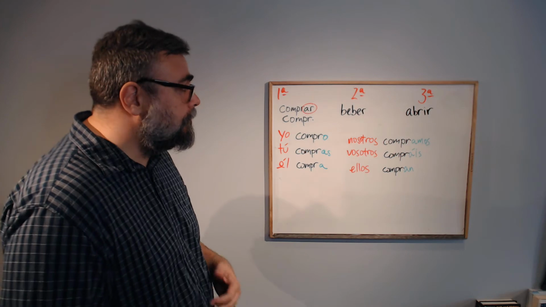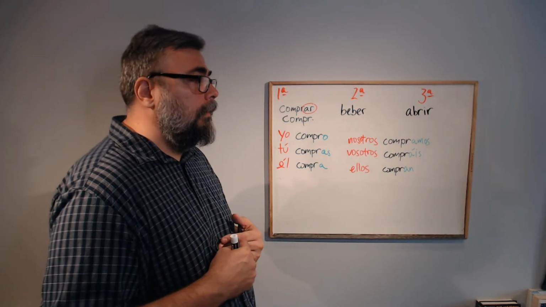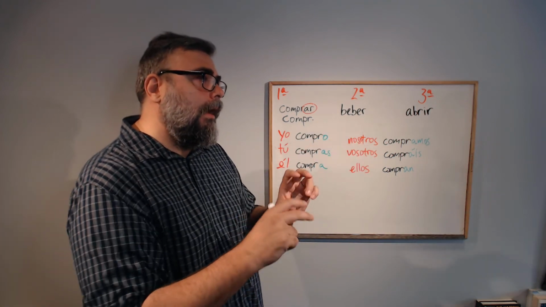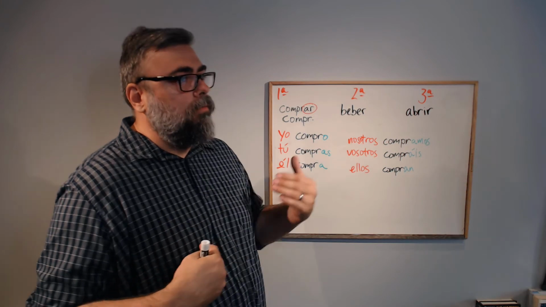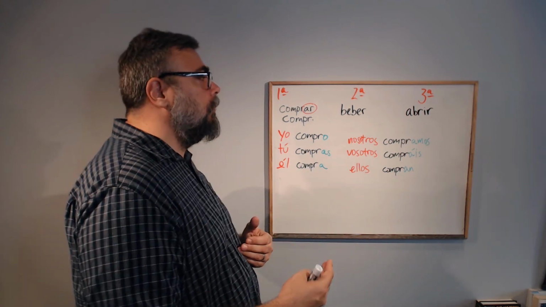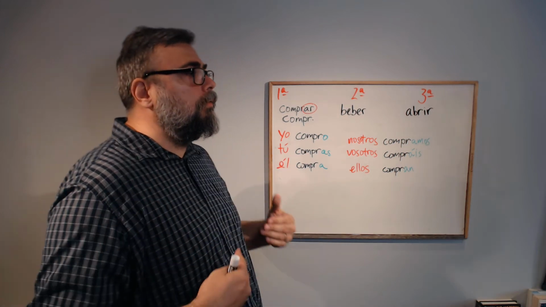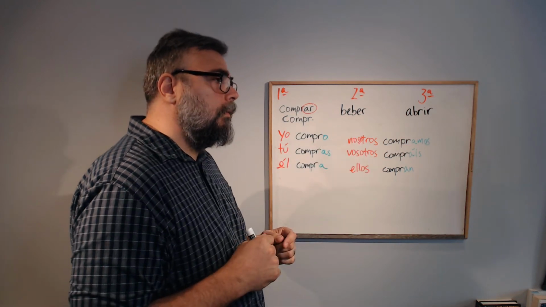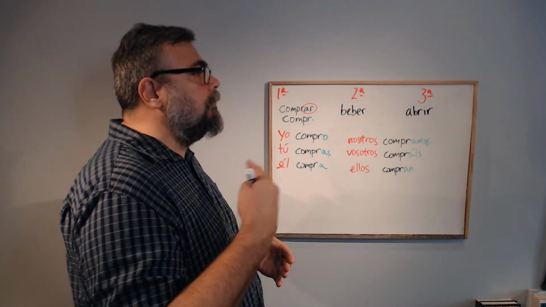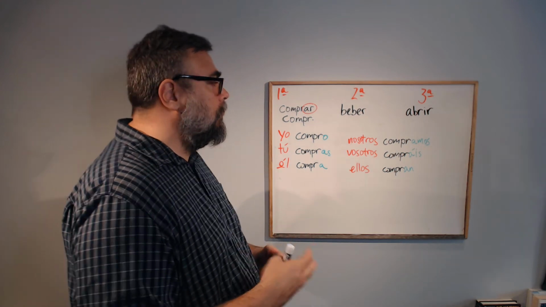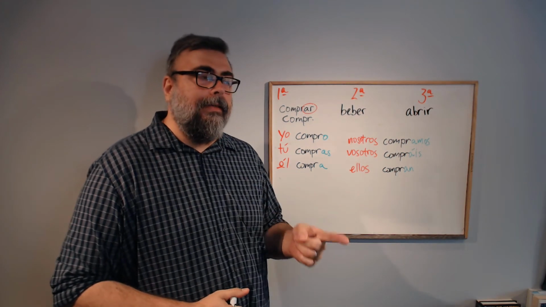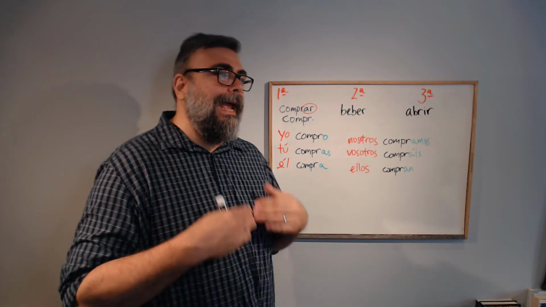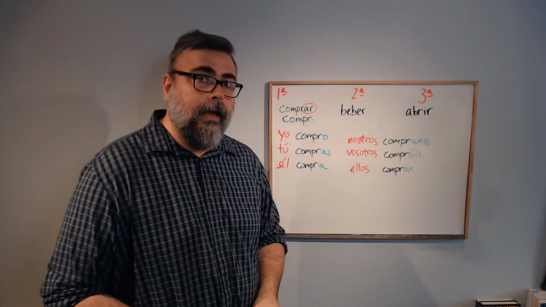Let's do the plural ones now. We, y'all, they. Okay. We cook. We have that stem, right? Cocin. We took off the AR, so cocin. We cook. Nosotros cocinamos. Nosotros cocinamos. Vosotros, y'all cook. Vosotros cocináis. Vosotros cocináis. Ellos, they cook. Ellos cocinan. Ellos cocinan.